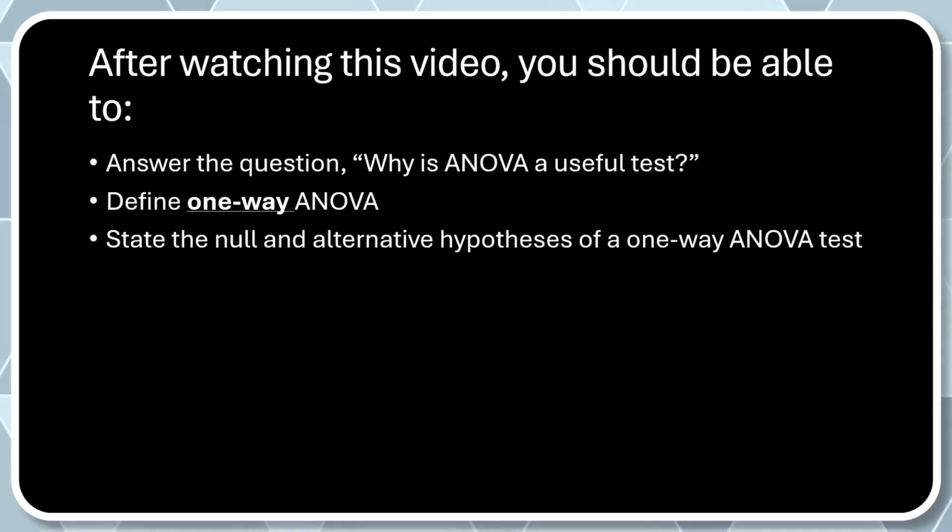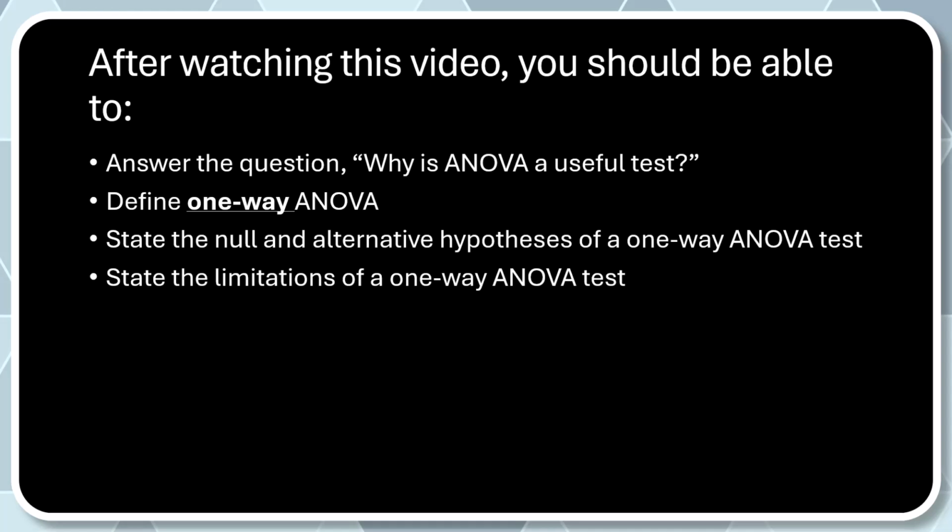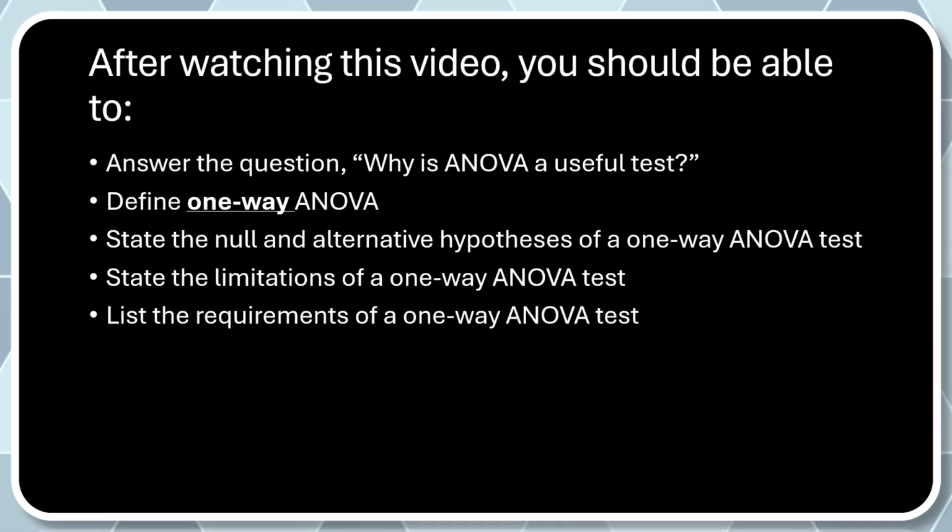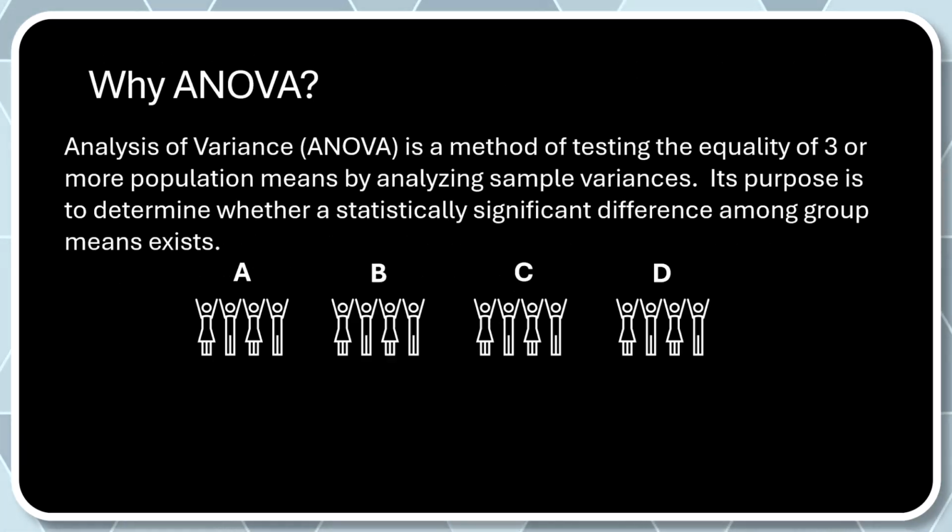Define one-way ANOVA, state the null and alternative hypotheses of a one-way ANOVA test, state the limitations of a one-way ANOVA test, and lastly, list the requirements of a one-way ANOVA test.